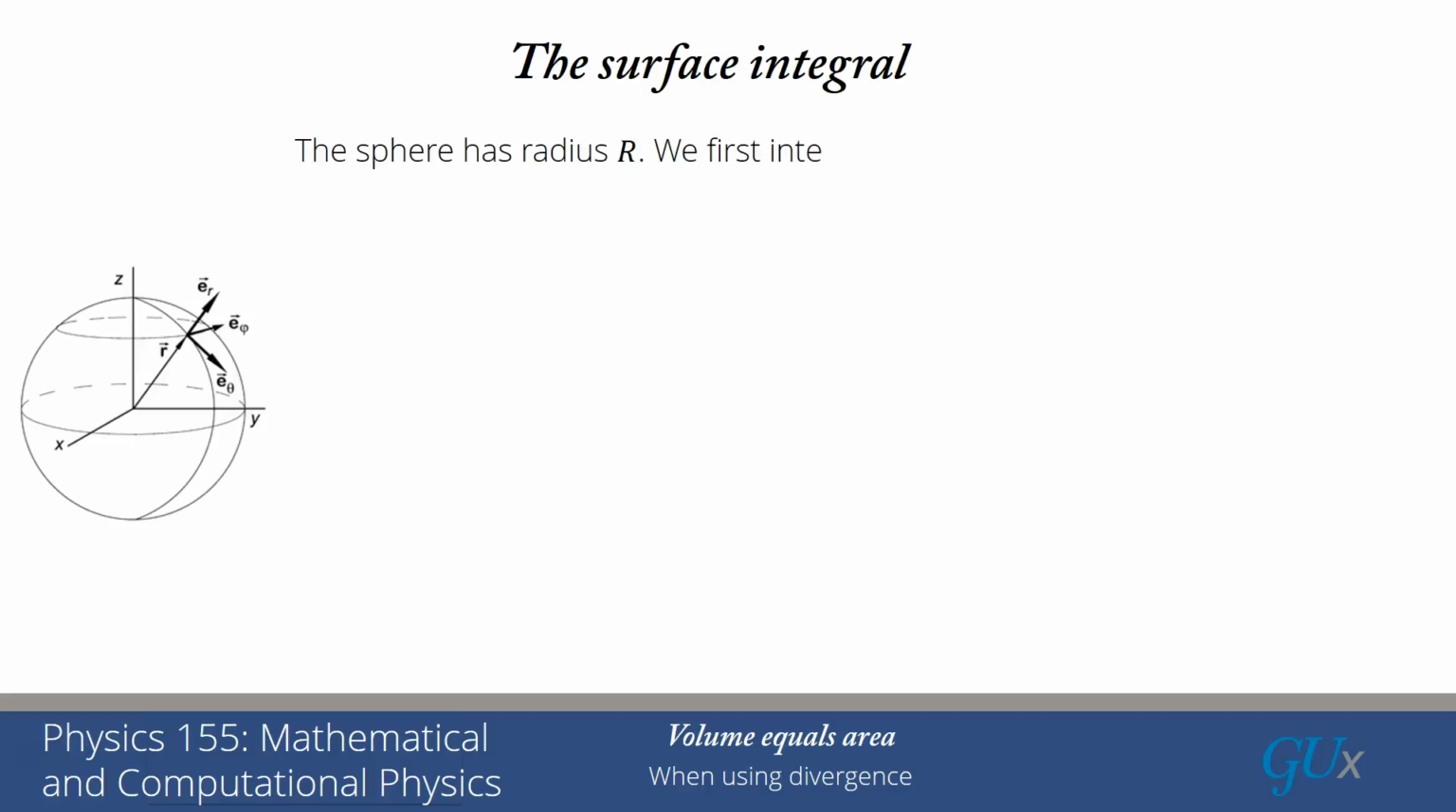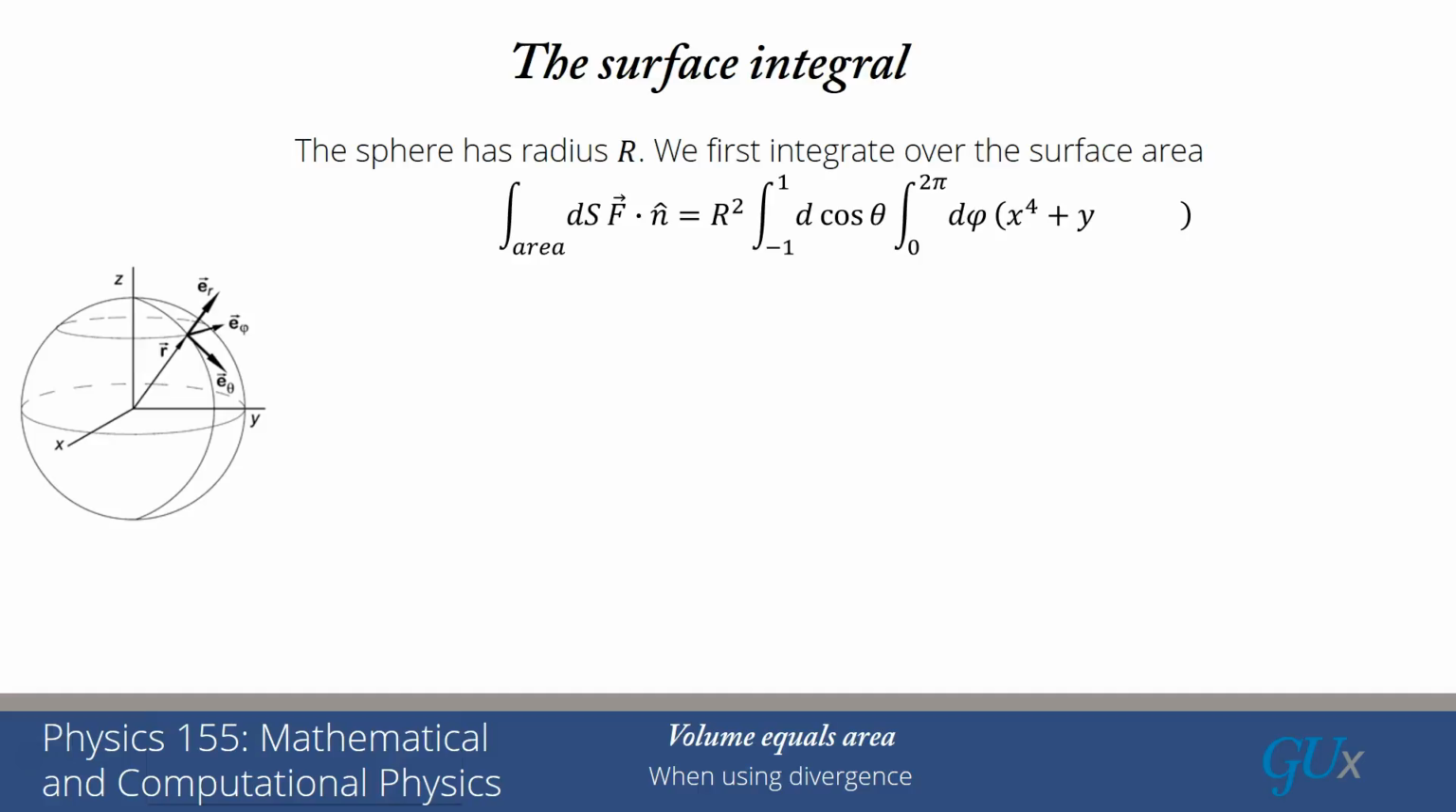The sphere is going to have a radius of big R that we're going to use, and we're going to integrate over the surface area. And so the integral of the area dS of F dot n is just R squared. That R squared is coming from the integration measure, but because the r is constant, I can replace it by its radius. We have the integral from minus 1 to 1 of d cos theta, the integral from 0 to 2 pi of d phi. And then what we have is the dot product of the F vector with n hat.